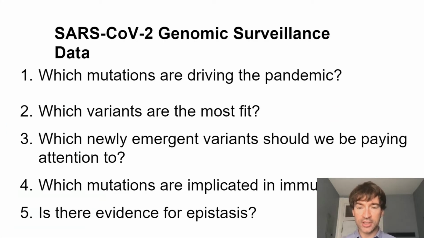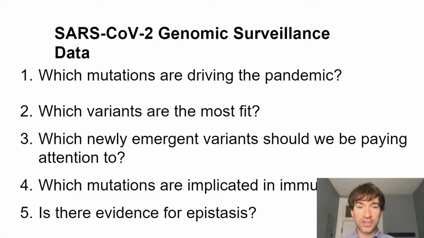Given this kind of rich data source, there are a number of more or less ambitious questions we might try to ask and answer, including the following. We might ask, which mutations are driving the pandemic? Which variants or lineages are the most fit? Which newly emergent variants should we be paying extra close attention to? Which mutations are implicated in immune escape? Is there any evidence for epistasis or interaction effects between different mutations? And so on and so forth.